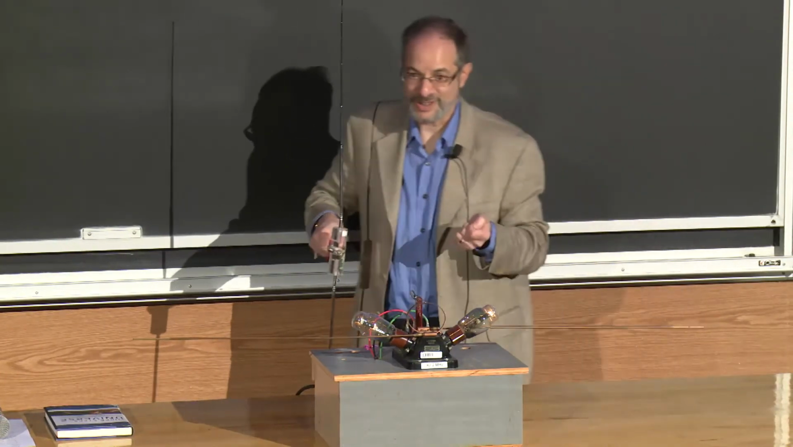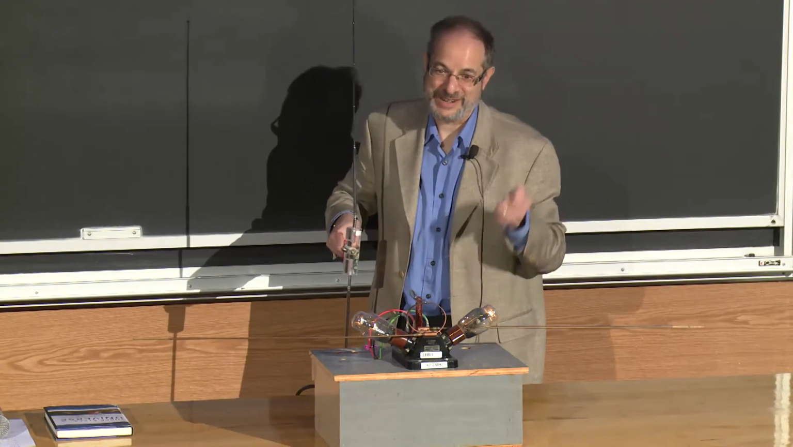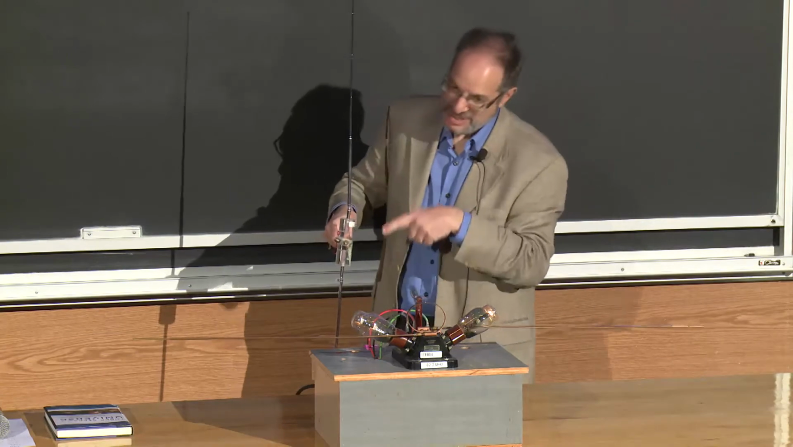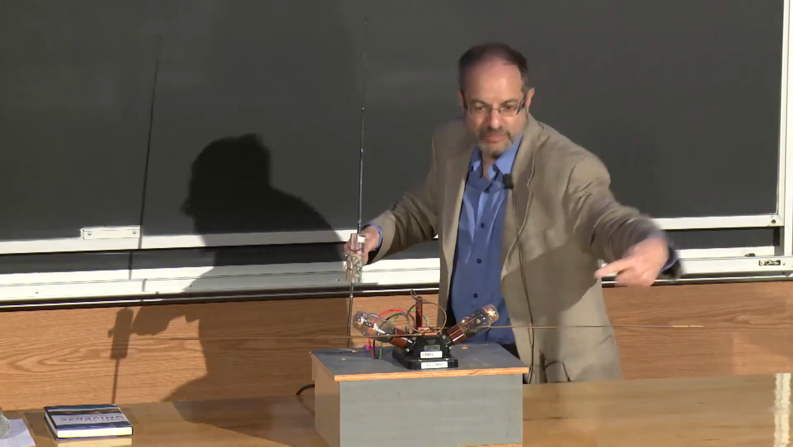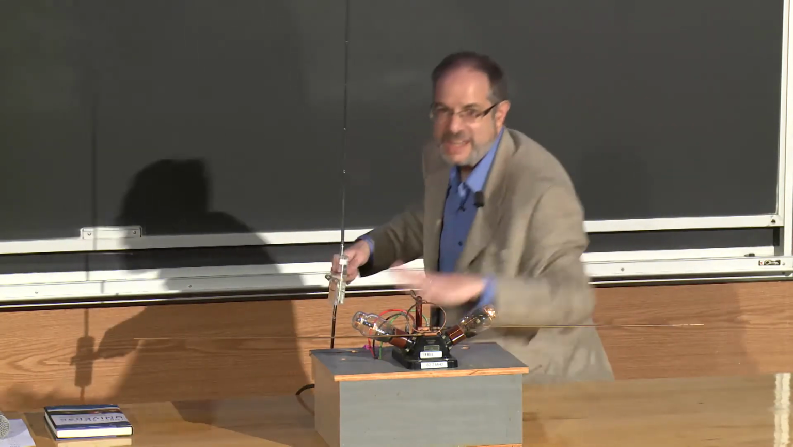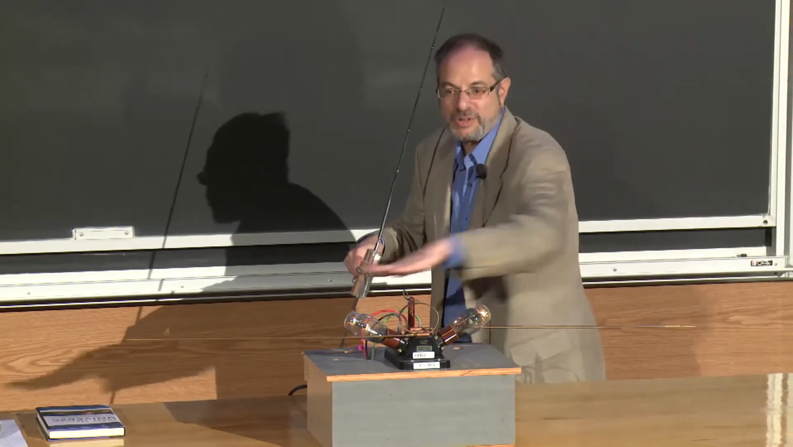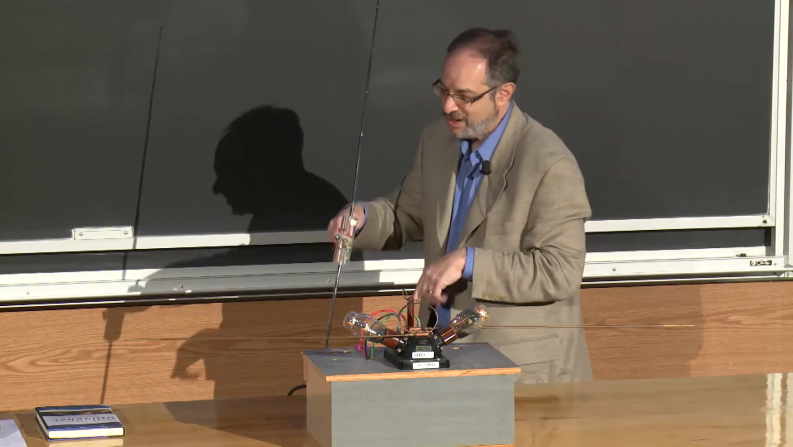You might wonder, okay, what's going on here? I promised you that the light bulb would light, and it's not. And the reason is that because the transmitting antenna is horizontal, the electric field that it's generating is in the horizontal direction.